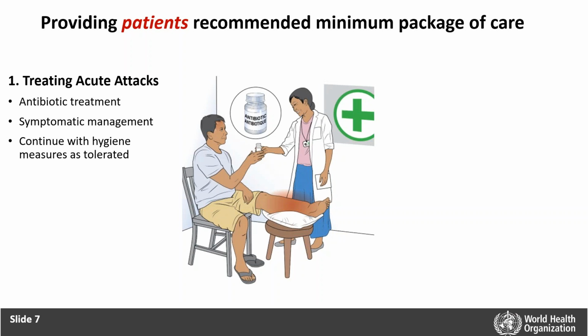So what is the WHO recommended minimum package of care? It involves being able to treat acute attacks or episodes of adenolymphangitis. A patient should be able to come into a health facility that is having an acute attack and receive antibiotic treatment, to have symptomatic management, and to continue with the hygiene measures as tolerated. But a health facility should be able to provide the information needed by the patient.